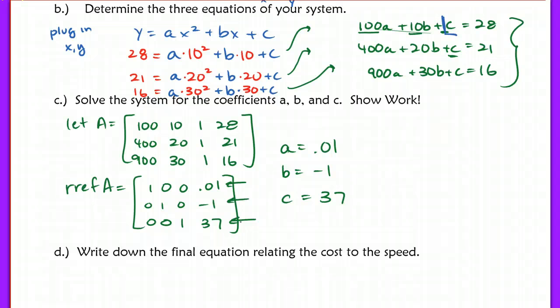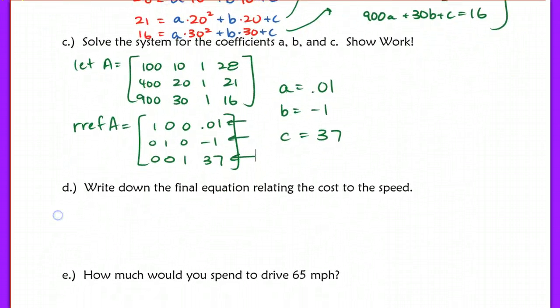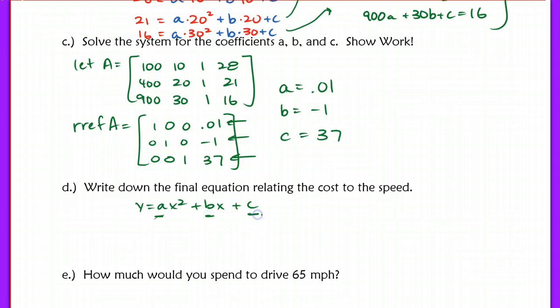Now our final equation, remember we have an equation that says y equals ax squared plus bx plus c. We just found A, B, and C, so all we need to do is substitute that in. So y is now equal to 0.01 x squared minus 1x plus 37.